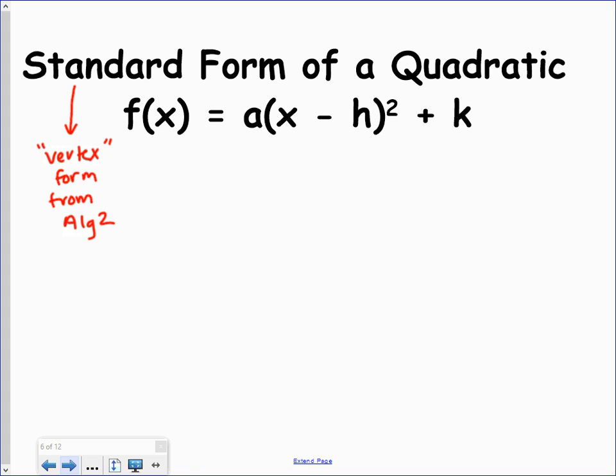Okay. So the pre-calculus textbook calls it standard form. Just be aware of that. When I say now in pre-calculus, write it in standard form, I mean this with the A, H, and K. So that'll take just a little bit of getting used to.